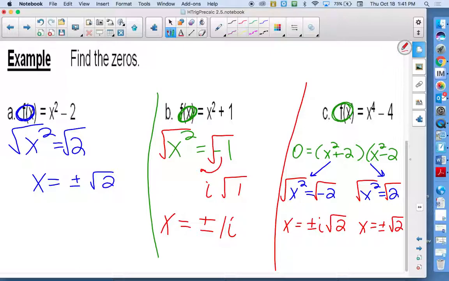Instead, factor it and break it down. So pretty much, you need to be able to break it down to x squared so that you can solve it, that you can factor. Questions?